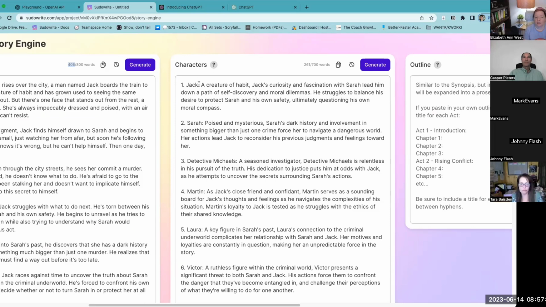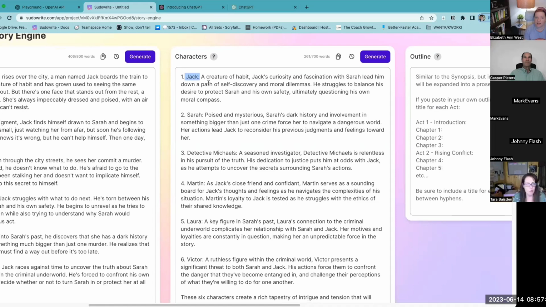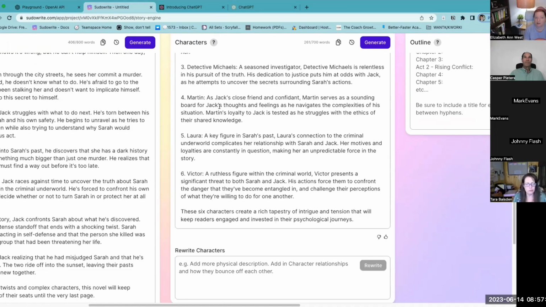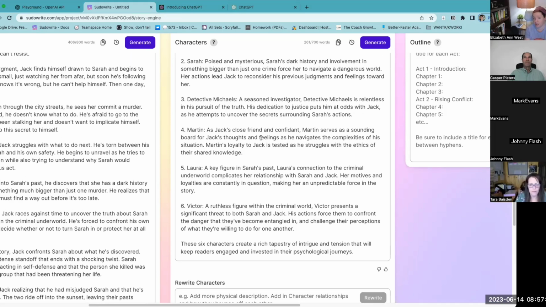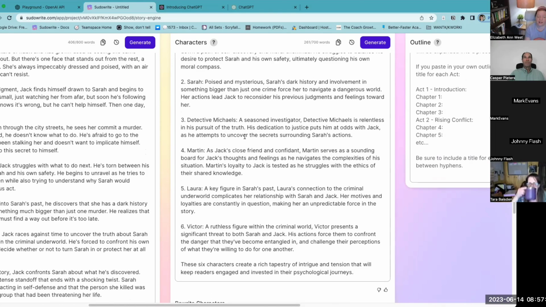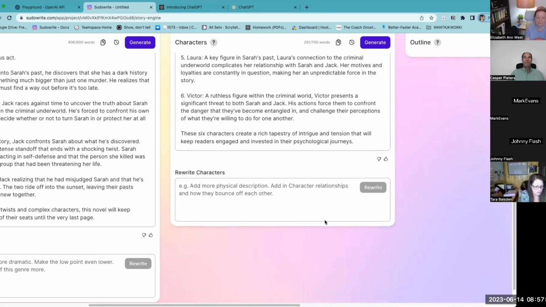Characters. So this is what I meant by be careful of your colons. It read the synopsis and it made up a bunch of characters. It has Jack and Sarah, but the Detective Michaels and Martin and Laura and Victor were never mentioned in the synopsis. So where it said there was criminal elements, it created Victor of the criminal world. Laura is a criminal underworld, complicates Sarah and Jack. And then Martin is a close friend of Jack. If I was actually writing the story, I don't know that Jack would have a close friend if we're trying to write this introvert. And then it came up with this Detective Michaels, so he has someone who's investigating.